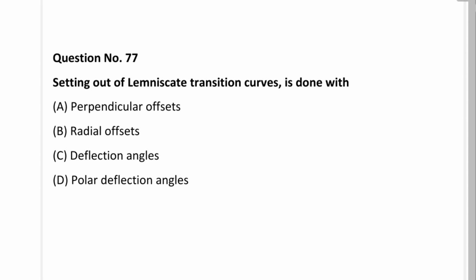So next question: setting out the lemniscate transition curve is done with: A, perpendicular offset; option B, radial offsets; option C, deflection angles; option D, polar deflection angles. So the correct answer is D, polar deflection angles.